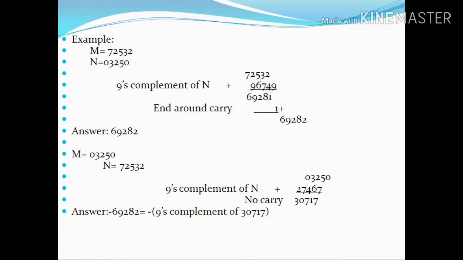Just in opposite, if I have to deduct, that is 03250 will be m and n should be 72532. Then what do we have to do? That is 3250 minus r minus 1's complement, that is 2 is coming. Now we add, there is no carry, so I am taking once again the r minus 1's complement and give the negative sign. Just go through it, it will be helpful for you.